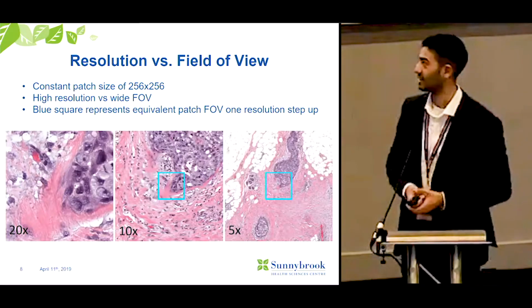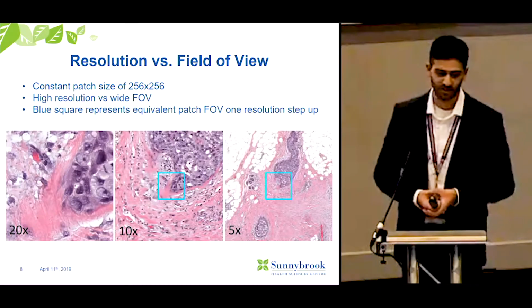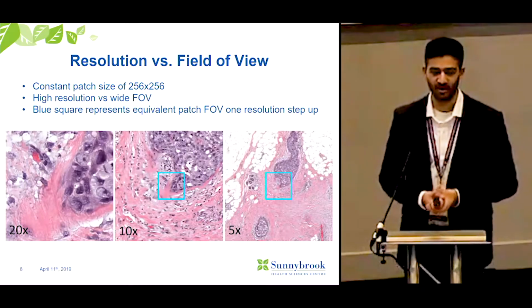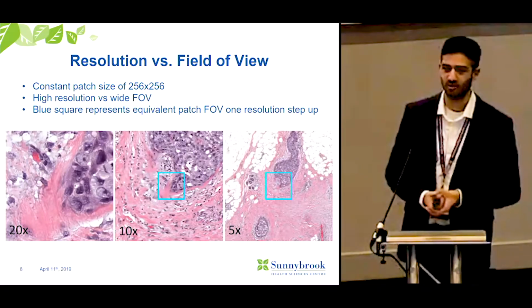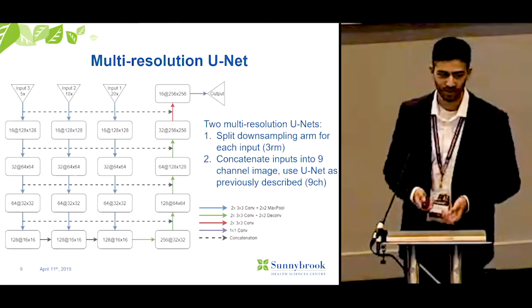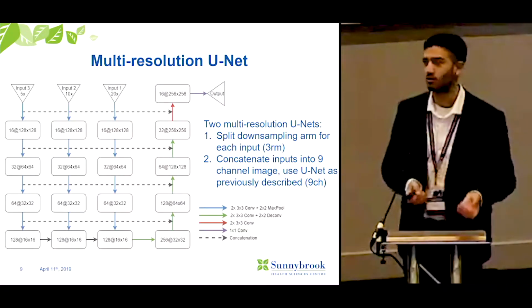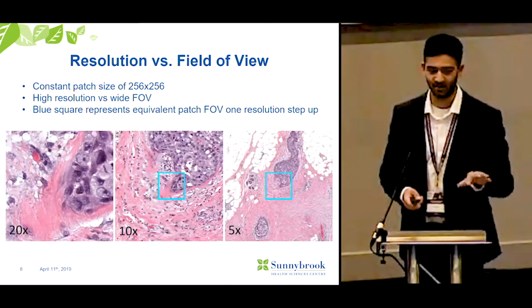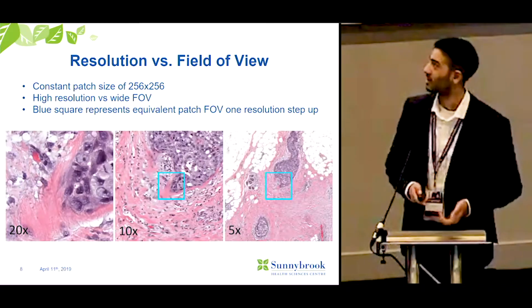You can see in the diagram there various patch sets: 20 times, 10 times, and 5 times. And the blue square there represents the equivalent field of view patch one resolution step up. And so the next question I wanted to ask is, we trained a UNet on each of these patch sets in order to answer this question.